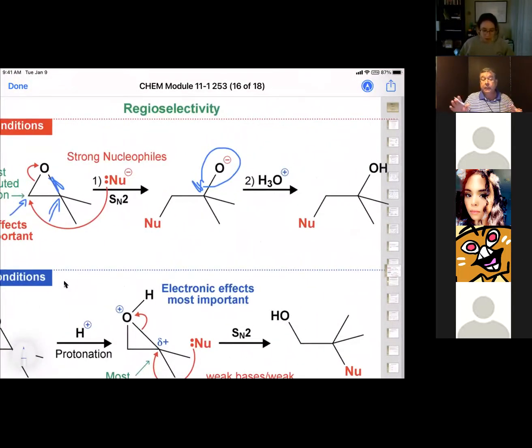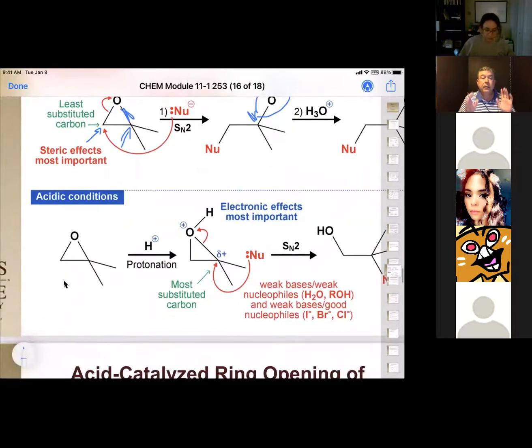Okay. Under acidic conditions, what we're going to do is protonate the oxirane first. We're going to protonate the epoxy first. When we protonate the epoxy first, part of the charge is going to be on the most stable cation, where the most stable carbocation would form. That makes it now more susceptible to attack by weaker bases, weaker nucleophiles.